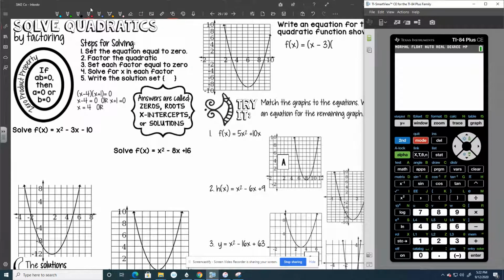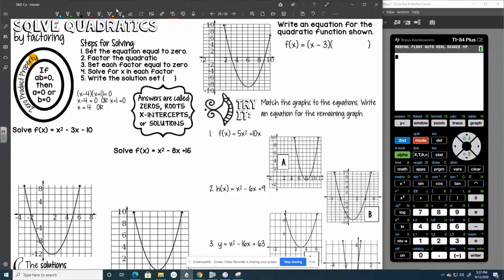And this relies on something called the zero product property, which sounds scarier than it is. The zero product property, remember, just says that if A times B is equal to 0, then A or B is 0. If two things multiply to be 0, one of them has to be 0. And we use that to solve quadratics. So here's what we do.